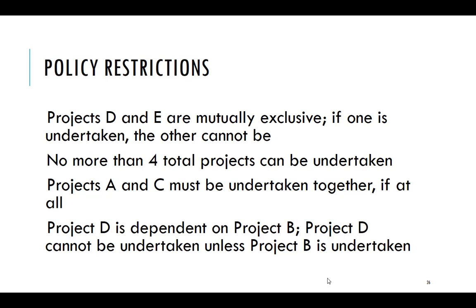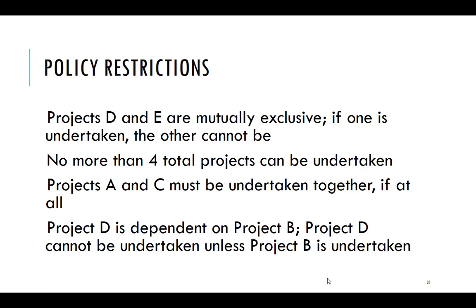Probably the easiest policy restriction that we have is no more than 4 total projects can be undertaken. So we have a total of 5. We only want to do 4. Projects A and C must be undertaken together if at all. So that's saying that if we start A, we must also start C. If we start C, we must also start A.